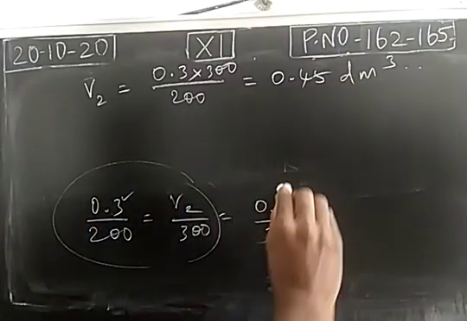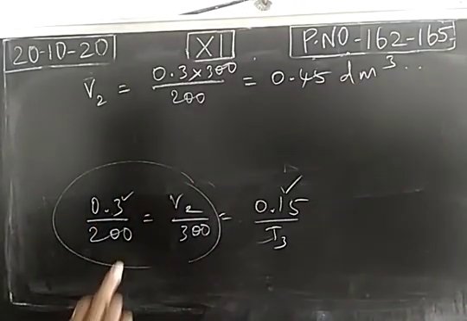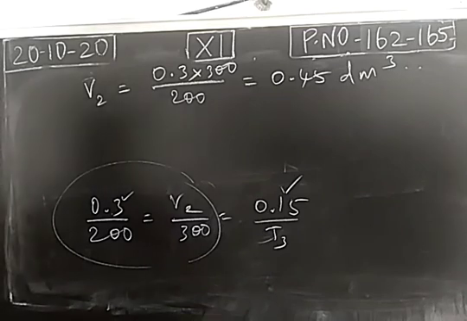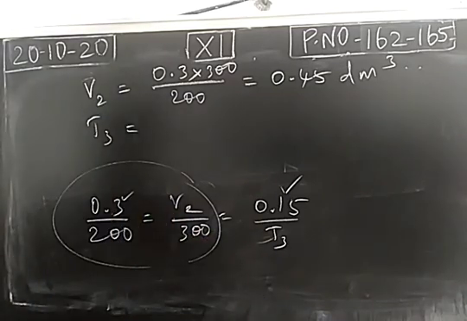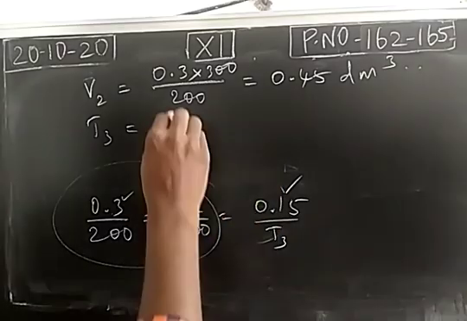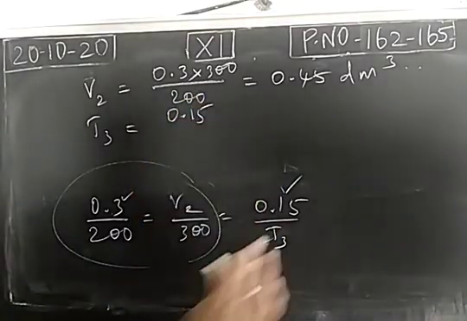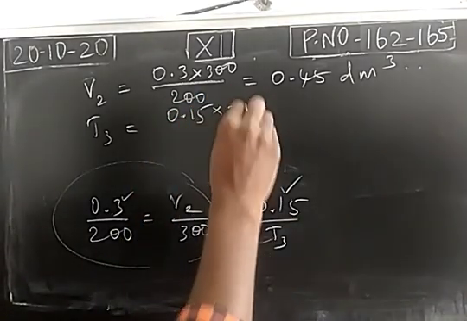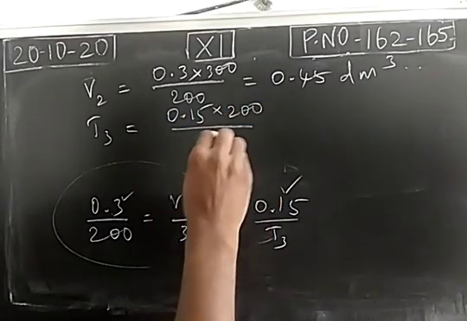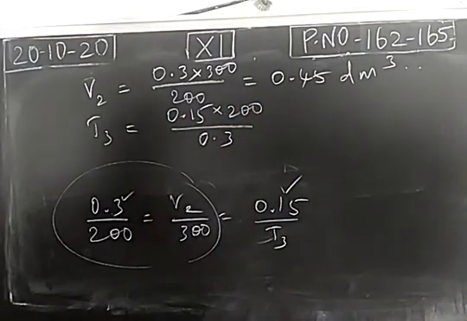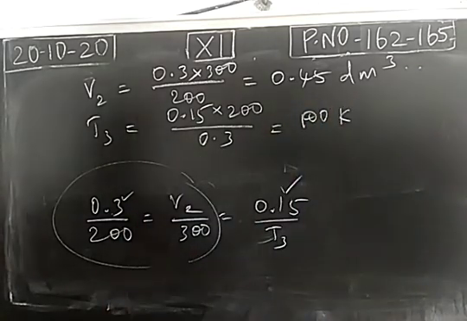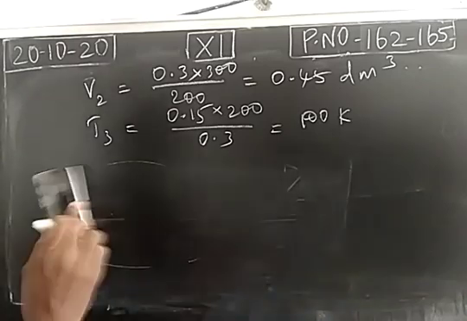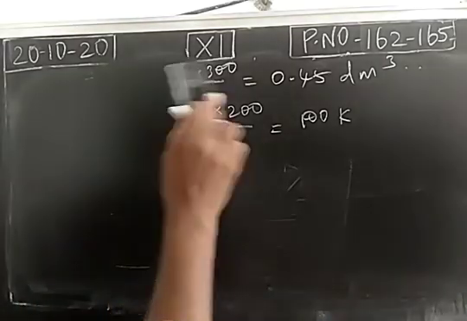Then we can relate the values of the first and third containers. We need T3. T3 is equal to 0.15 multiplied by 200 divided by 0.3. So the temperature in the third container is 100 Kelvin. So using Charles law, we can calculate the missing values in the problem.